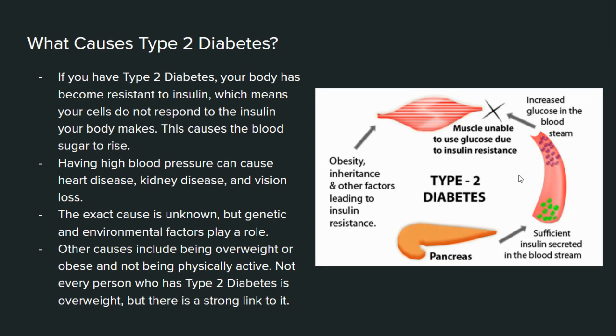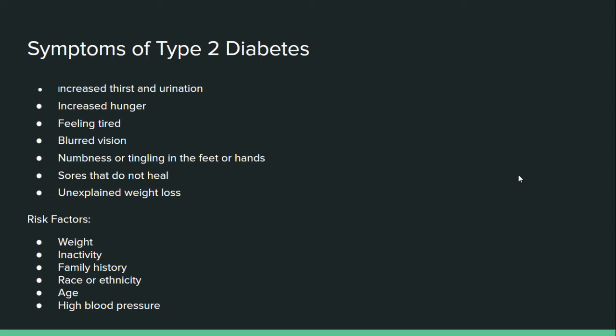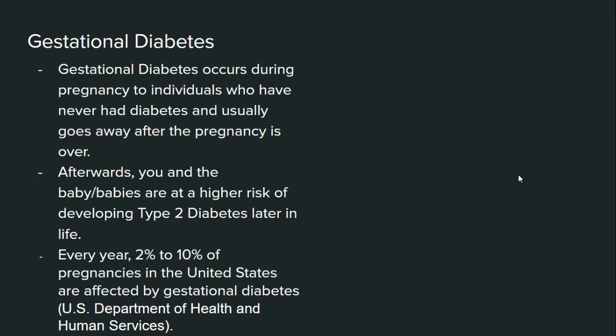body. Symptoms of type 2 diabetes include increased thirst and urination, increased hunger, feeling tired, blurred vision, numbness or tingling in the feet or hands, sores that do not heal, and unexplained weight loss. And some risk factors include weight, inactivity, family history, race or ethnicity, age, and high blood pressure.